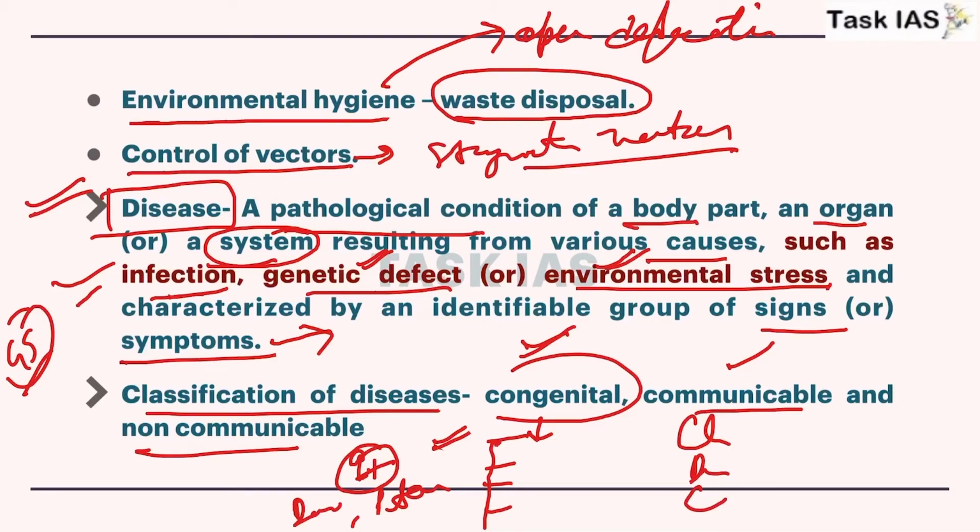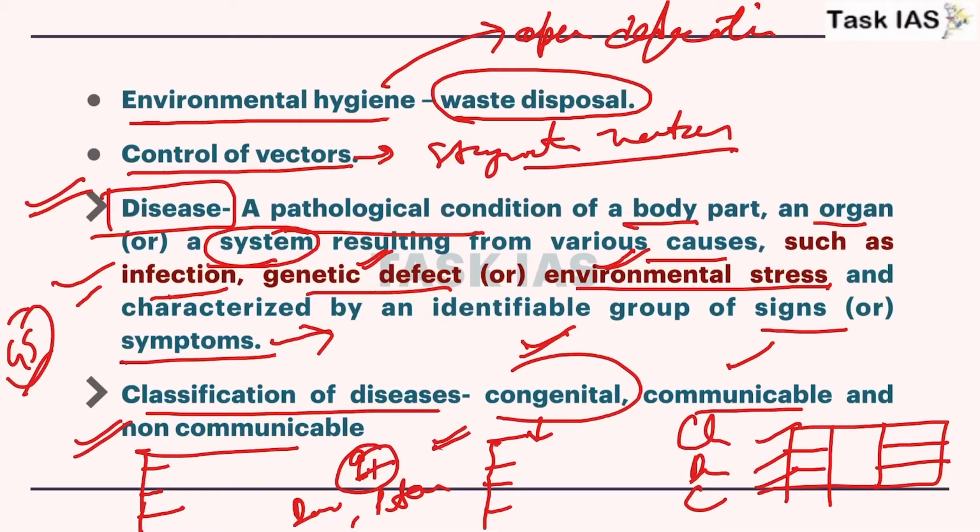Now non-communicable diseases are those which are due to lifestyle issues. For example, obesity or heart disease, Alzheimer's disease. So you can write these examples here, and you can even draw a table to show how different diseases and their symptoms and their examples are well organized.